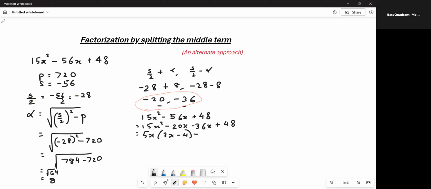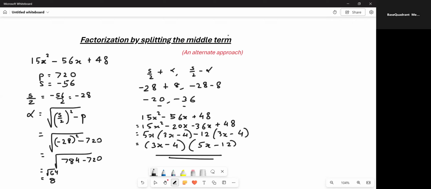So what happens after that? I assume that you know it. Minus 12 into 3x minus 4. Okay. Now that will be 3x minus 4 into 5x minus 12. So this is the factorized form.